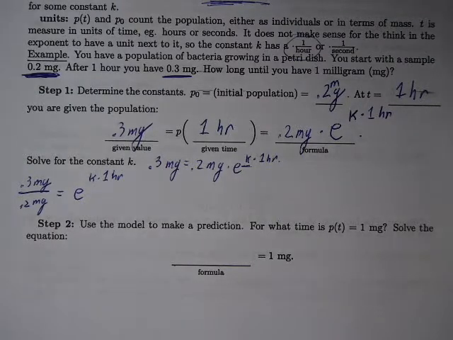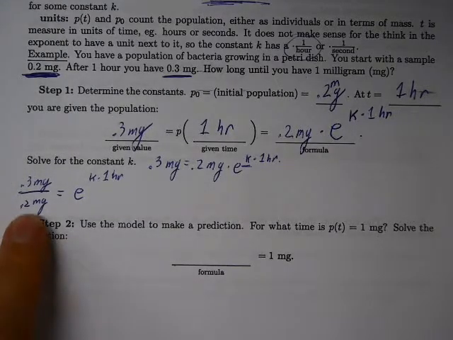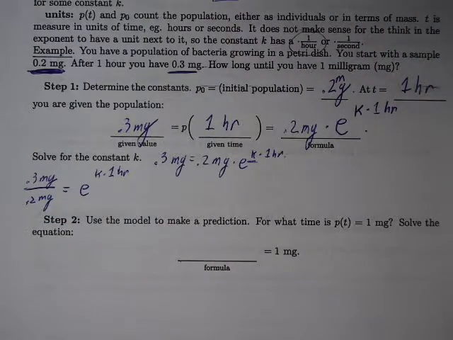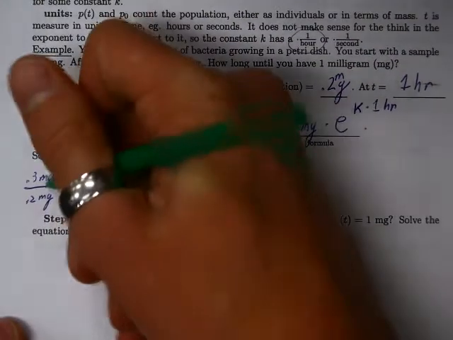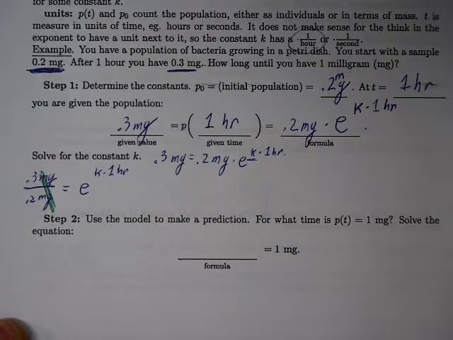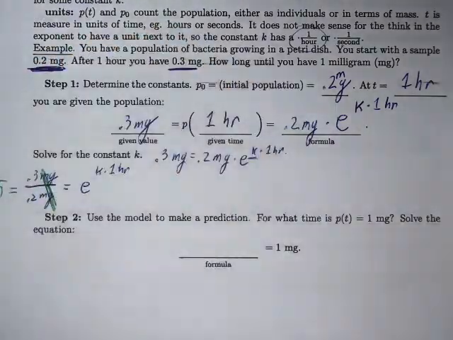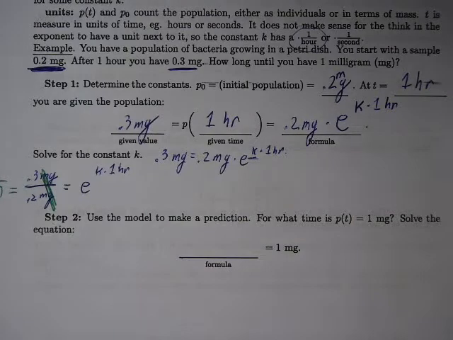Anything cancel on the left-hand side? No, but you can expand it, though, couldn't you? Well, you could. I wanted to simplify the left-hand side. Right, the milligrams cancel on the left. And what's 0.3 divided by 0.2? 1.5. Yeah, we can write 1.5. I was going to go for 3 halves, but decimals are okay too.